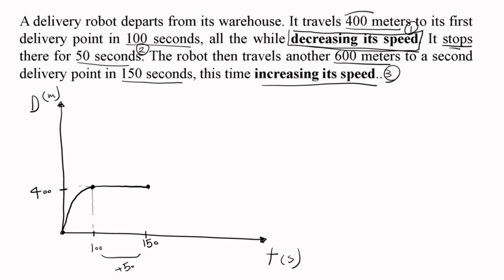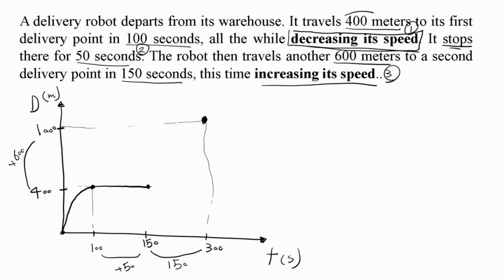And for the last part, the robot is going to travel 600 meters. So I'm going to add this one by 600. It's going to be 1000. And this part is going to take another 150 seconds. So I'm going to reach 300. If I find the ending point, it would be here.